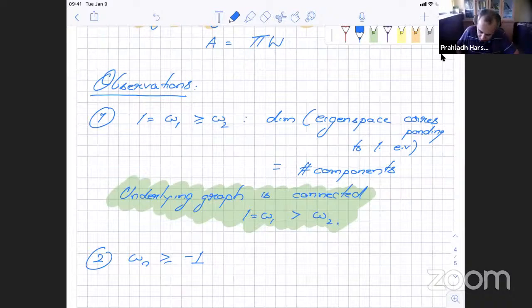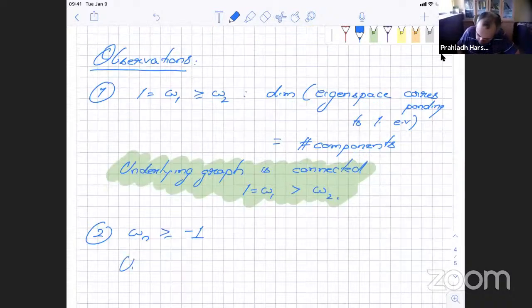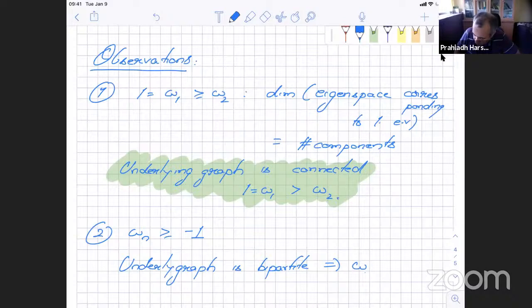So notice that all I'm saying is if the underlying graph is bipartite, then omega n in fact is equal to -1. There is an eigenvector corresponding to putting 1s on all the left side and -1 on all the other side. This will be an eigenvector and the corresponding eigenvalue will be -1.